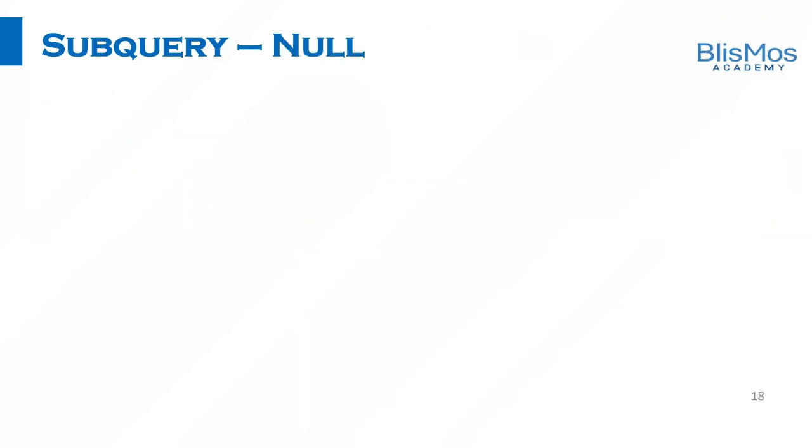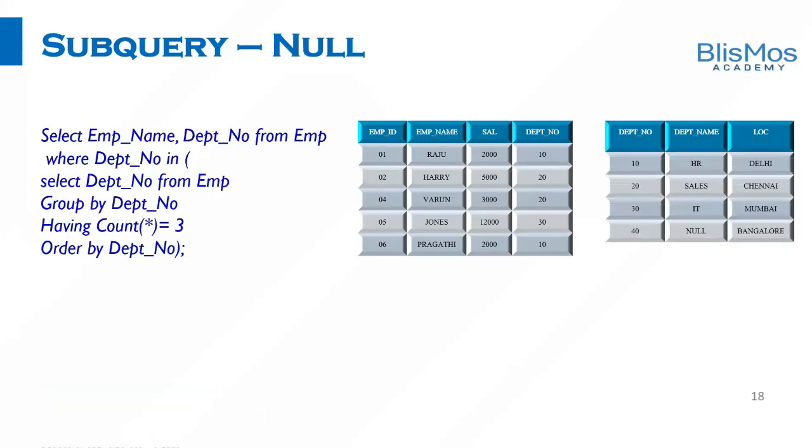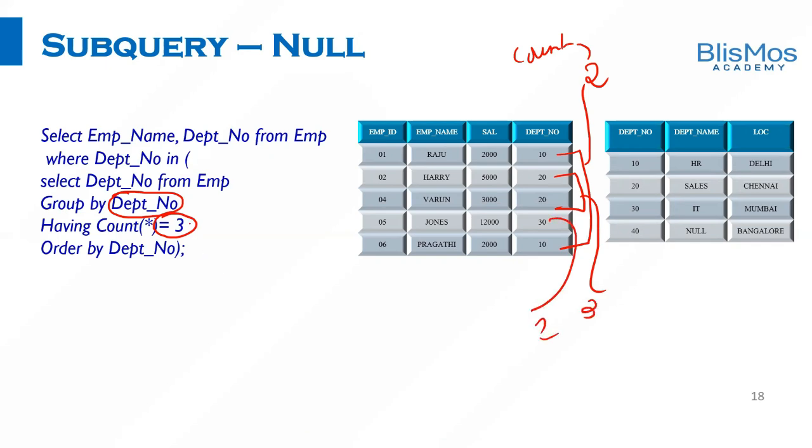The last thing is what happens if the subquery results in a null. Very simple. In this case, we are extending the previous example and we are trying to get where the count is equal to 3. That means the group should have a count of 3. We are grouping by department number. So here we have 10, 10, there are 2. If you go with the aggregation, the count is 2 here. And 20, 20, the count is 2. 30, count is 1. None of them are equal to 3. When the subquery results in a null, even the main query results in a null in this case.